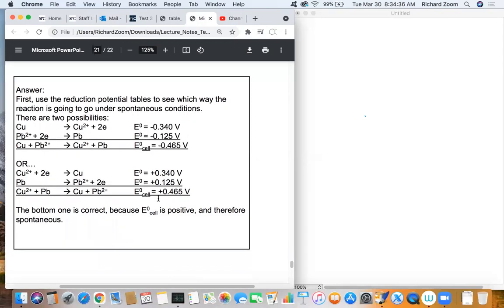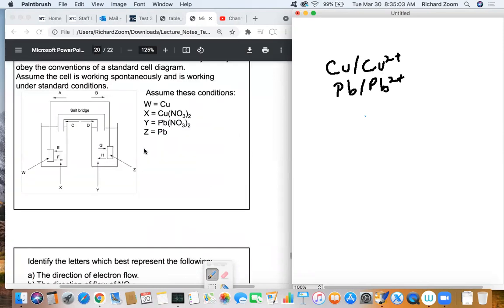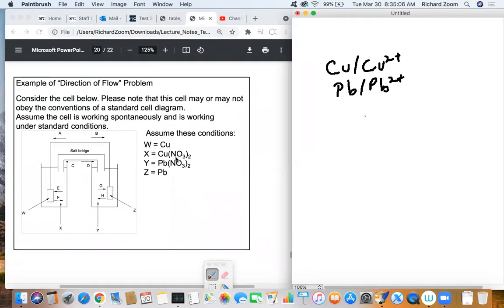So here's how we handle the answer on this one. When you go hunt these down on the table, we've got two systems that we're interested in. We've got copper and copper 2+, and we've got lead and lead 2+. All right, so where am I getting that from? Back up here, these are the conditions you'll be given. You've got copper, and then you've got copper and then nitrate. Nitrate has a -1 charge, so this must be copper 2+ that we're dealing with. And this again must be lead 2+, and that must be lead.